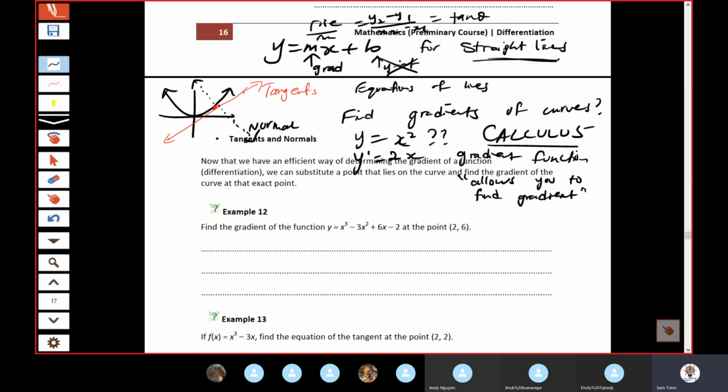Cool? So if you want to find the gradient of anything in the world from now on, from pretty much today onwards, you now know you can differentiate it, and that will allow you to find the gradient.